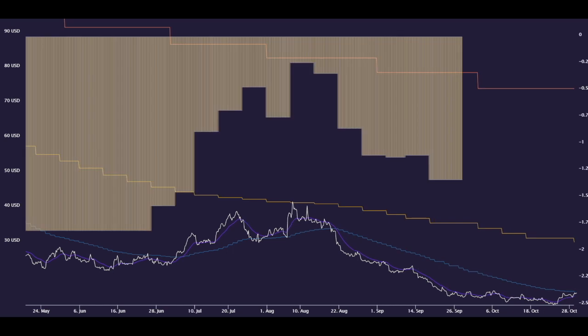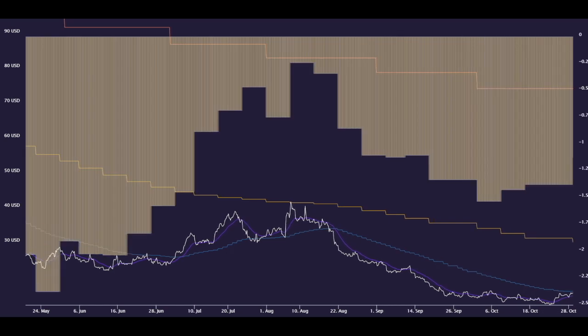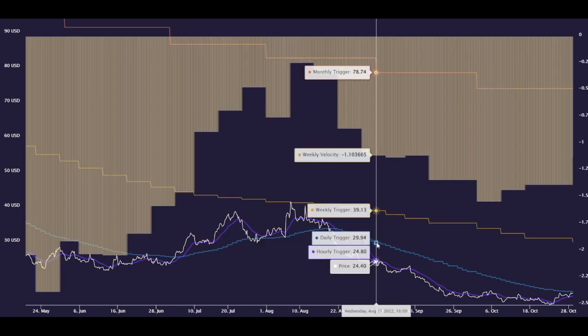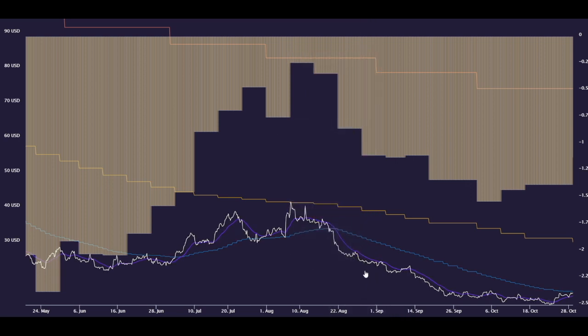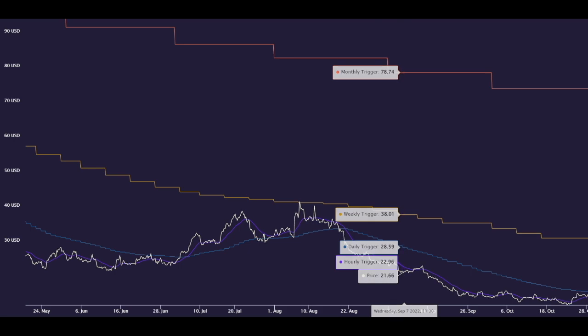Let's look at the weekly velocity. Weekly velocity, again, nothing really telling me that price wants to revisit the weekly trigger. So this doesn't stand out as a banger immediately. Let's look at the daily velocity.